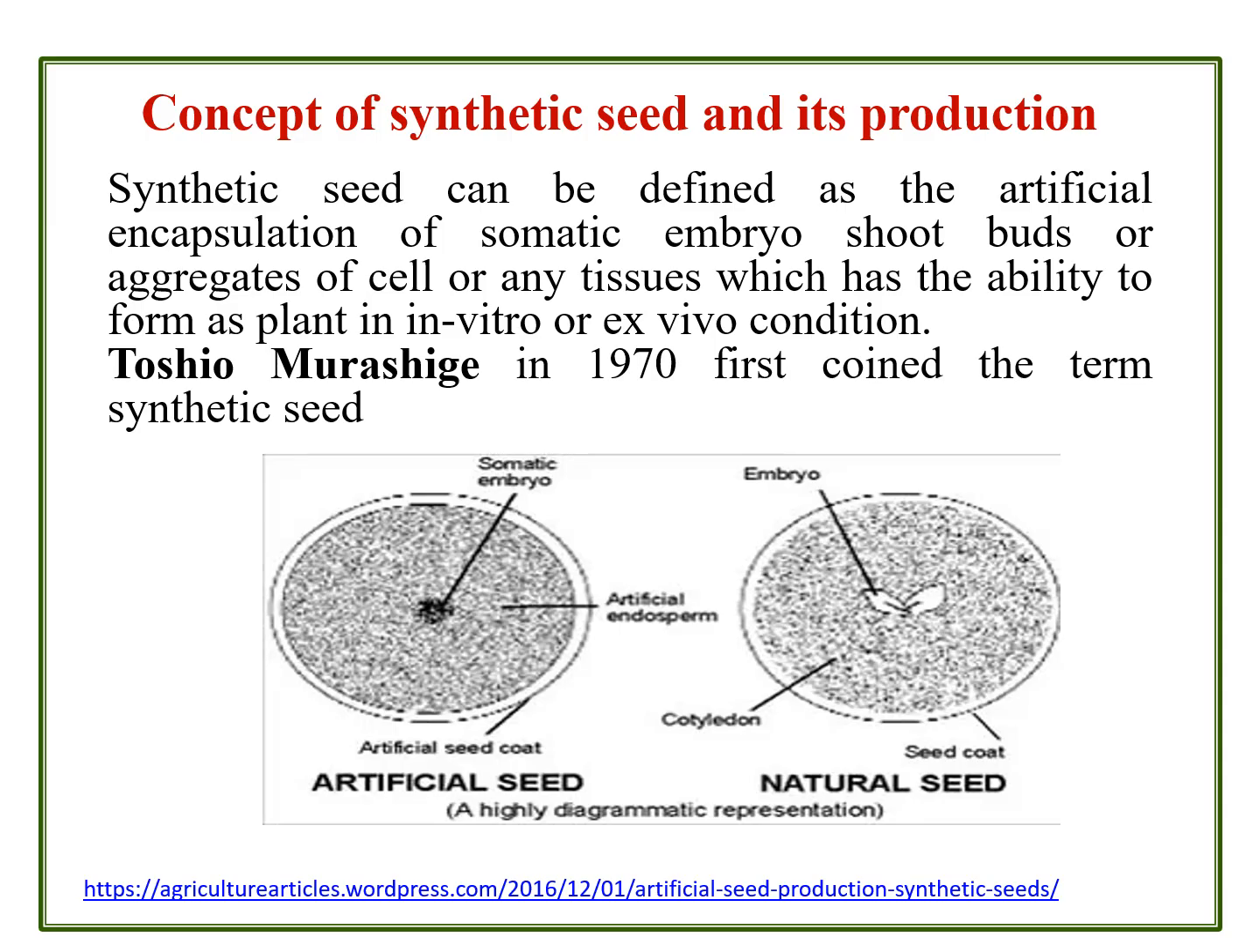It can be defined as artificial encapsulation of somatic embryos, shoot buds or aggregates of cells or any tissue which has the ability to form a plant in in vitro or ex vitro condition. So it's a wonderful application in plant tissue culture. Toshio Murashige first coined the term synthetic seed in 1970. Look at the picture. This is the somatic embryo, which is surrounded with a seed coat, cotyledon embryos.